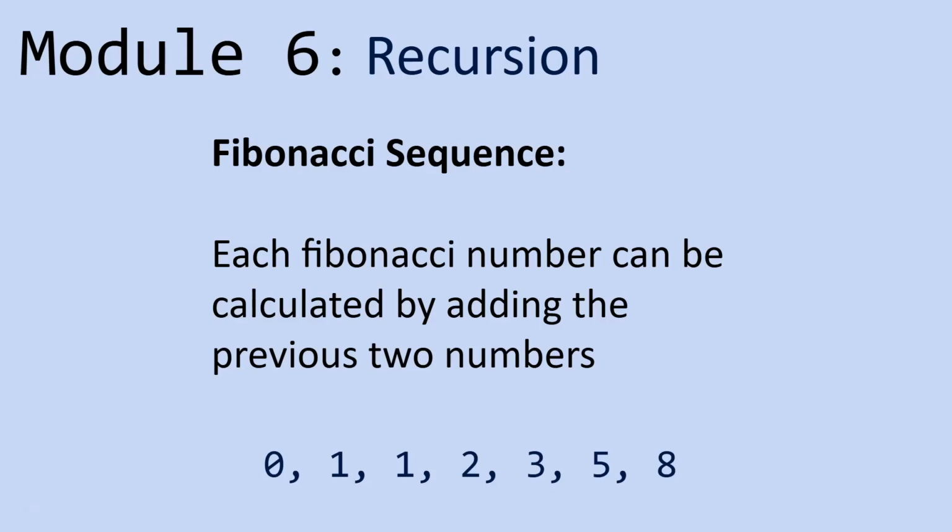So Fibonacci sequence, each Fibonacci number can be calculated by adding the previous two numbers. So the Fibonacci number for 0 is 0, the Fibonacci number for 1 is 1. That's kind of just predefined. And then the Fibonacci number for 2, well, it's the previous number 1 plus the number before that is 0. So 1 plus 0 is 1. And it keeps following that pattern for calculating the rest of the Fibonacci numbers.